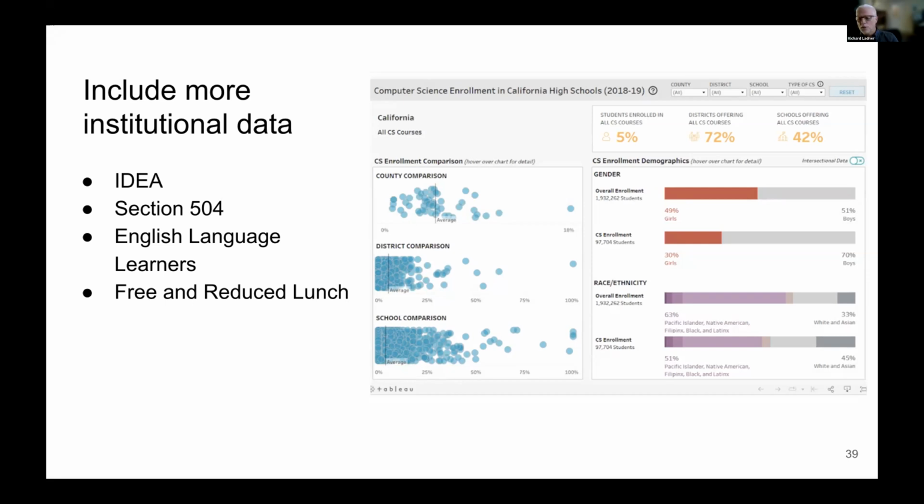This is all institutional data. It's data that schools have. So it's not like you have to ask a student or their parents about this. That's already known. So this data should be collected and looked at.